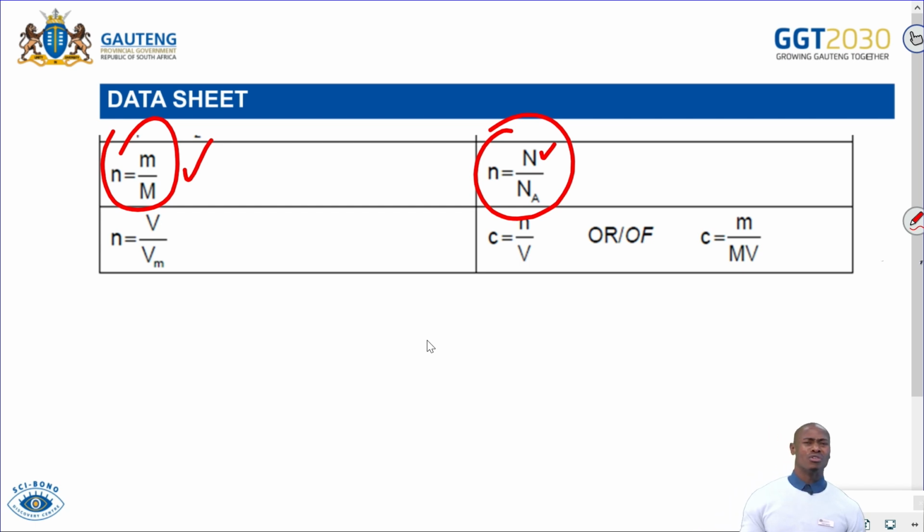So we are not going to give you marks for manipulating the equation, for making something the subject of the formula. There's no need for that. So copy that equation as it is from your data sheet, and then do what is important for you to get the marks. All right?